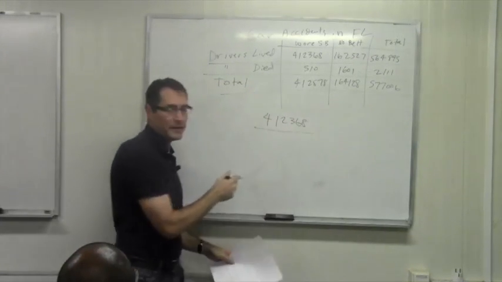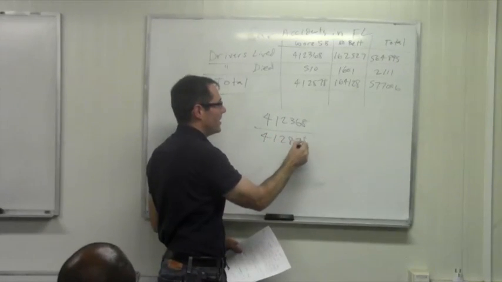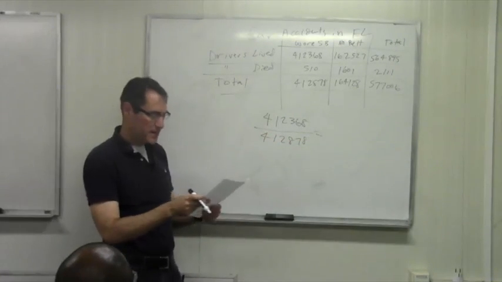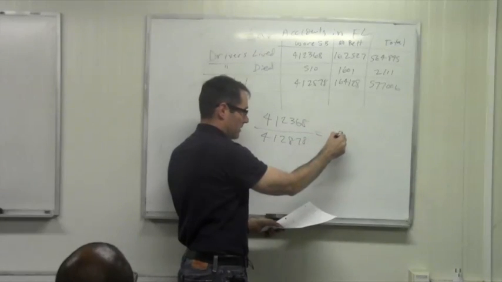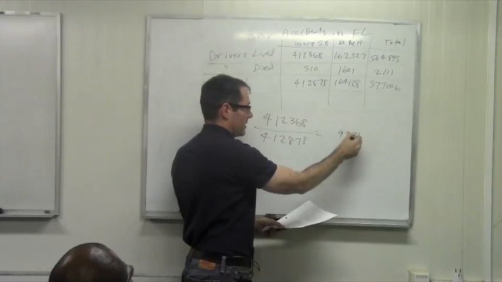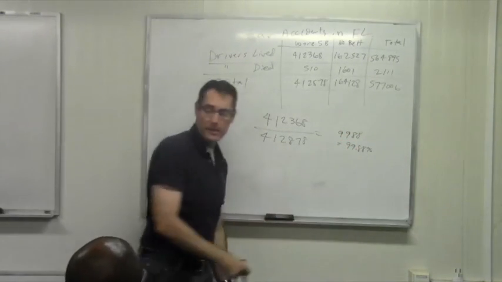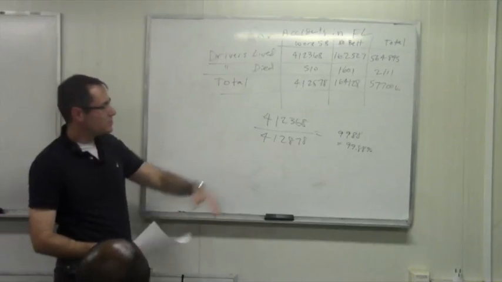412,368 divided by what? The total. 412,878. In this case, 0.9988, which is 99.88%. Sorry, the total? Yeah, this is the total in here.